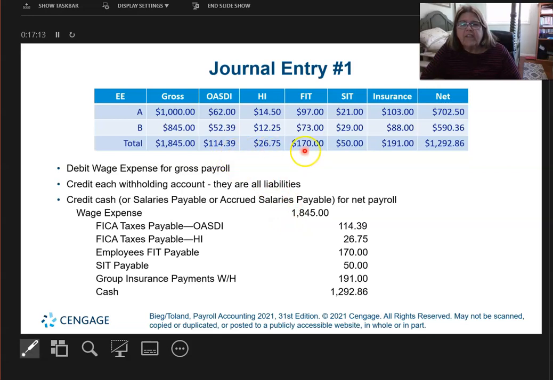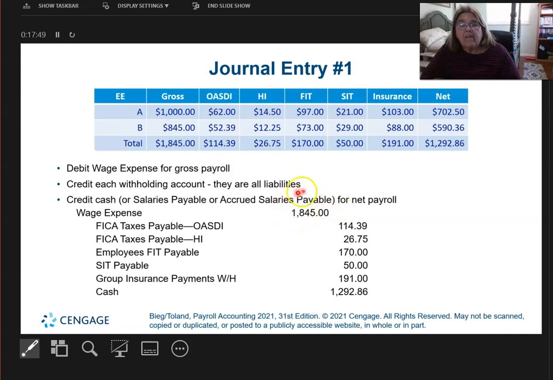For each one of these separate amounts right here, I will credit a payable account. So notice it has the word payable down here. Okay, payable means I owe. So this is the Social Security taxes, the health insurance or Medicare. This is FIT, this is state income tax, and this is group insurance payments. Okay, and then the last one is credit cash. This is if I'm paying cash or just writing a check to them. So this is journal entry number 1.